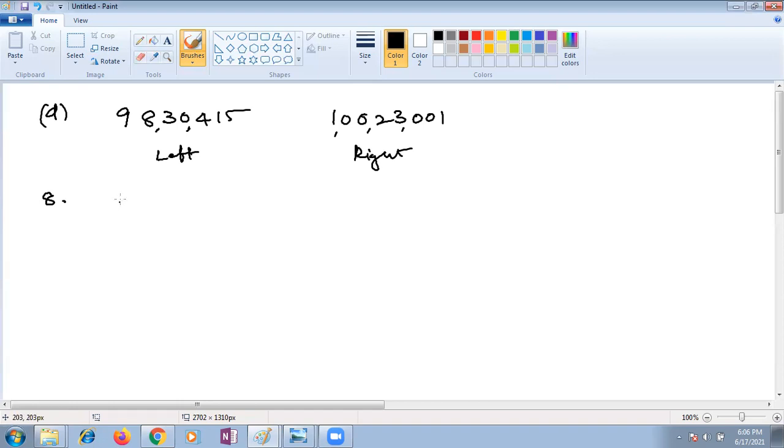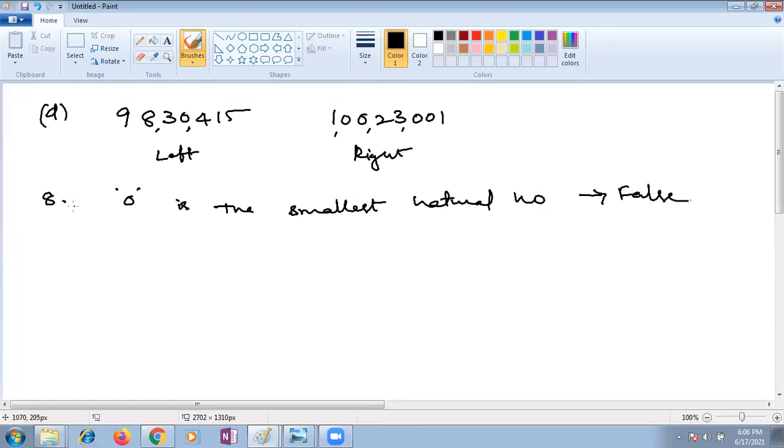Let me write on the screen. You have to choose: 0 is the smallest natural number. Is it true, children? It is false, ma'am, because 0 is a whole number. Exactly, 0 is the smallest whole number, not a natural number. Very good.